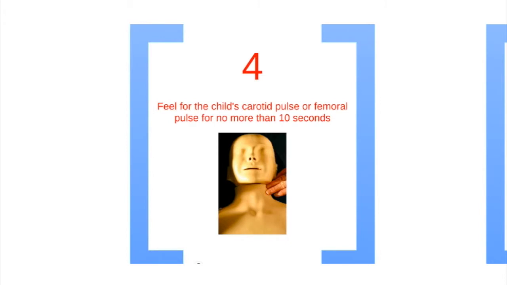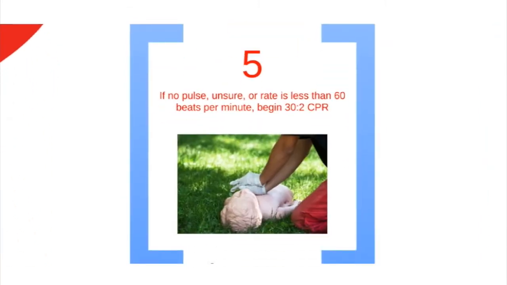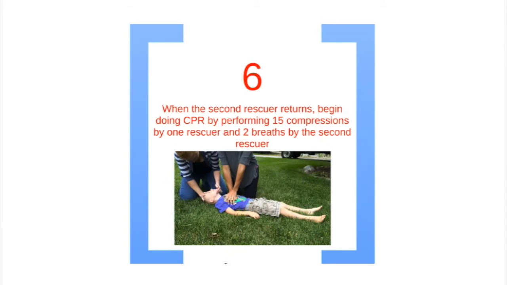Step 4, check either the carotid or femoral pulse, but make sure not to waste time doing it longer than 10 seconds. Step 5 is to begin CPR. If there was insufficient or no pulse, and the second rescuer has not returned, do 30:2 ratio CPR. When the second rescuer returns, begin 15:2 CPR, with one doing the 15 compressions, followed by the other doing the 2 breaths.